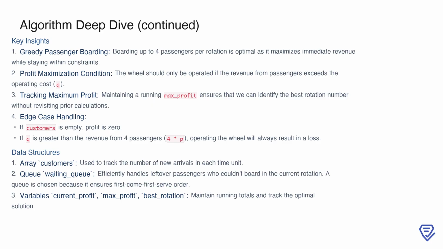From a data structure perspective, the customers array keeps track of new arrivals at each time unit, while the waiting_queue efficiently handles leftover passengers in a first-come first-served manner. Variables like current_profit, max_profit, and best_rotation are essential for maintaining running totals and ensuring the solution is both accurate and efficient.